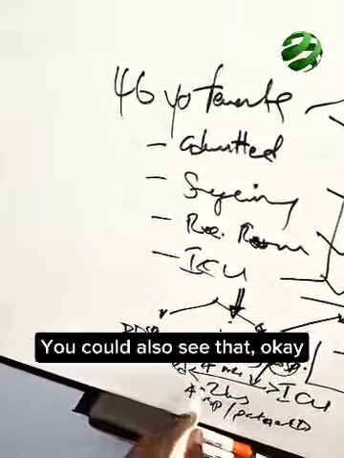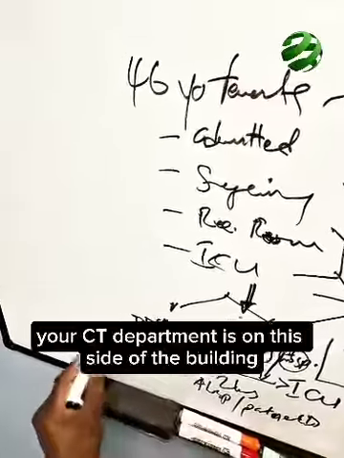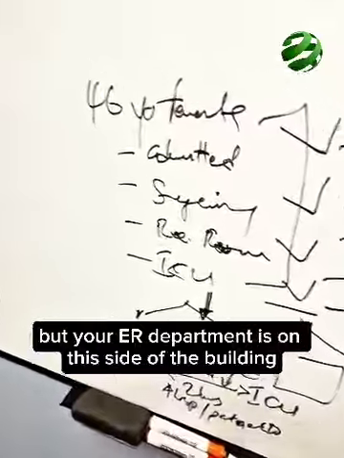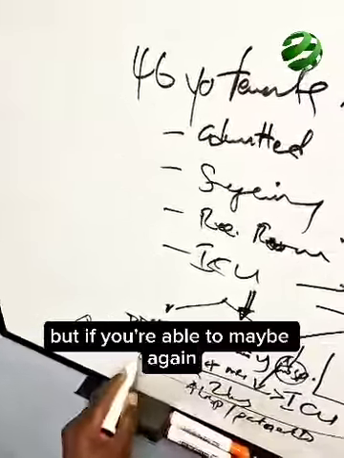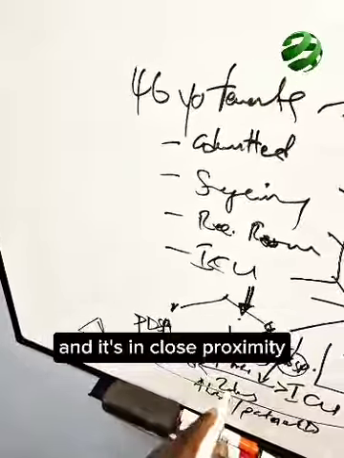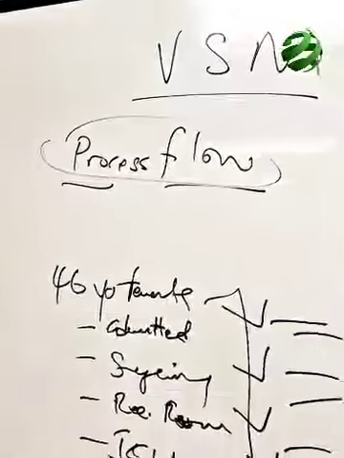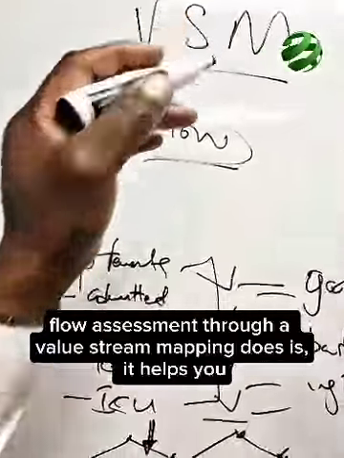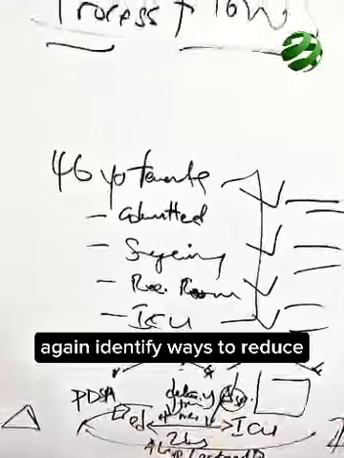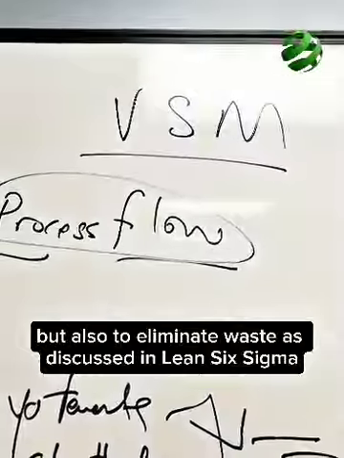You could also see, in a bigger project, that your CT department is on this side of the building, but your ER department is on this side of the building. If you have space and you can move your CT over here in close proximity, you could reduce time. So what a process flow assessment through value stream mapping does is it helps you identify ways to reduce the variation, but also to eliminate waste as discussed in Lean Six Sigma.